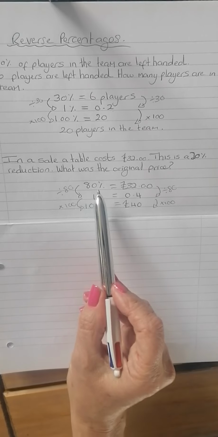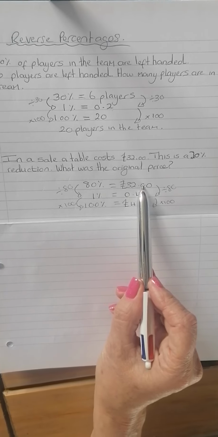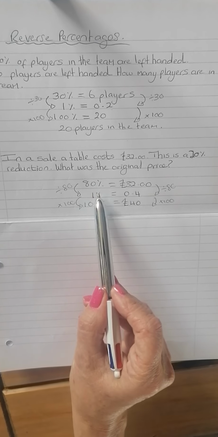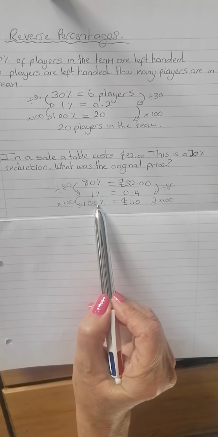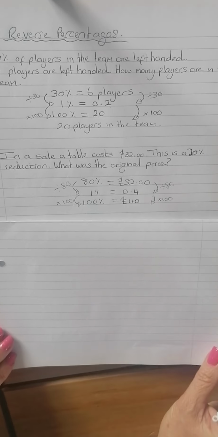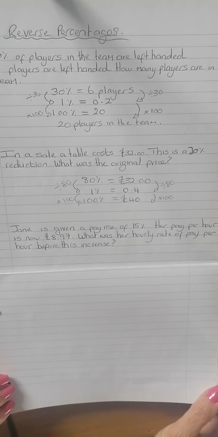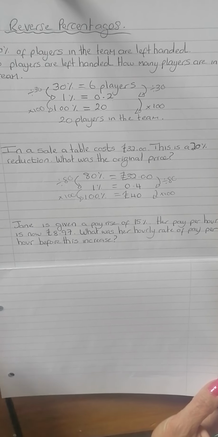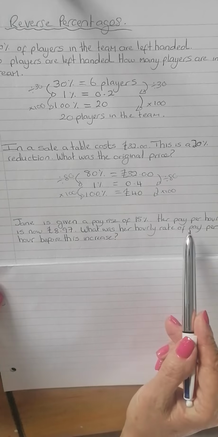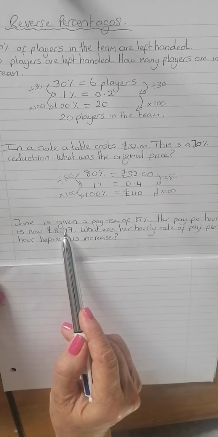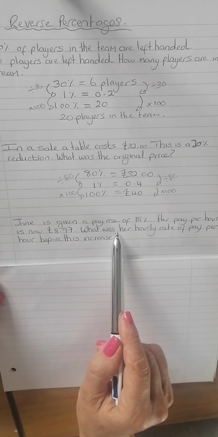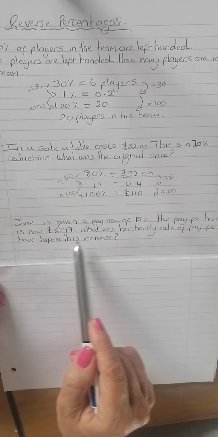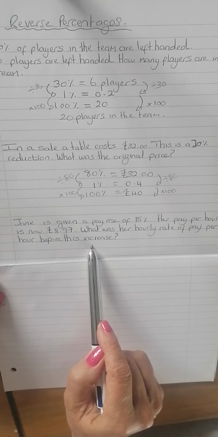So it's this first line here, this is the really important line. Then you'd always take it down to 1%, take it back up to 100%. So we'll just do one more of these. Jane has given a pay rise of 15%, so her money's gone up. Her pay per hour is now £8.97. What was her hourly rate of pay per hour before the increase?